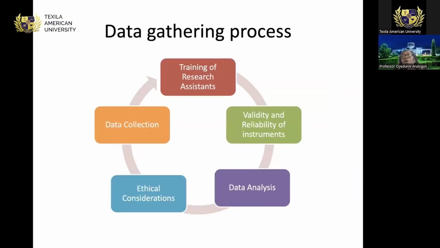Now, we have to talk about how we recruit our research assistants if we are using them. We have to talk about their characteristics, recruitment, training. We have to talk about how the instrument we are using is validated. So we need to talk about validity and reliability of our data collection instruments. We have to talk about how we are going to analyze our data. We have to talk about ethical considerations. And then after we have taken care of all of this, that is when we go out to collect.